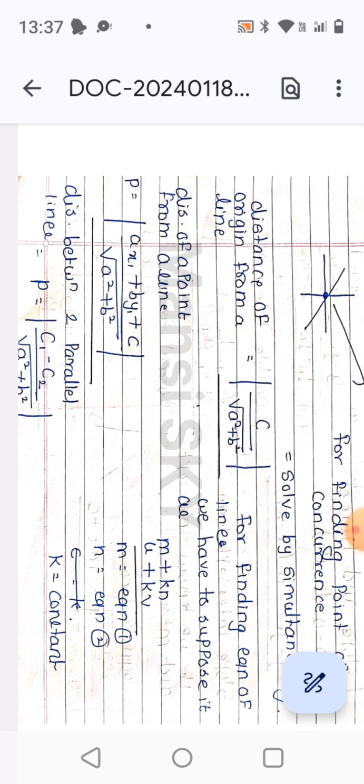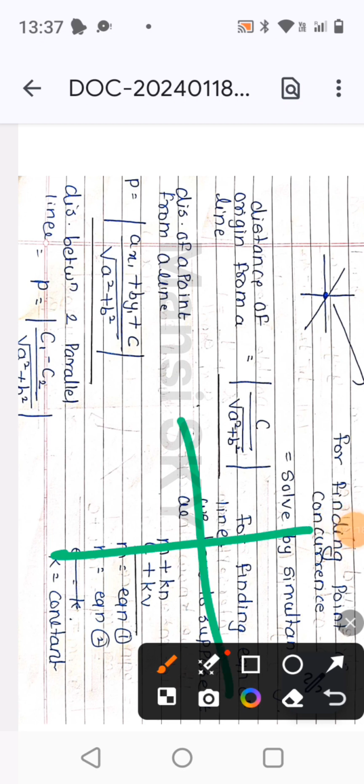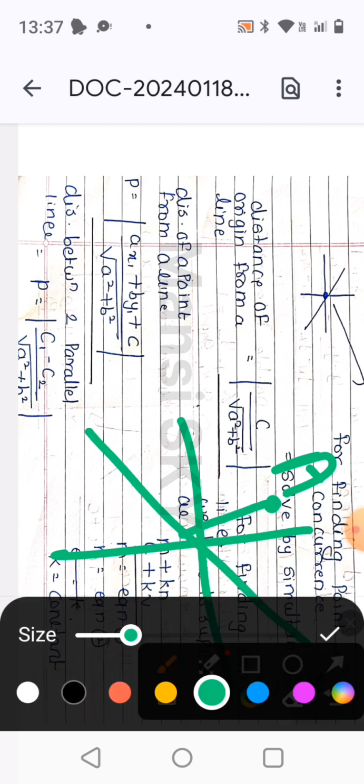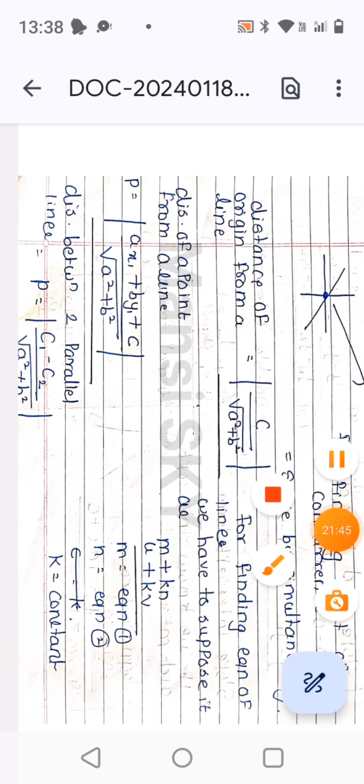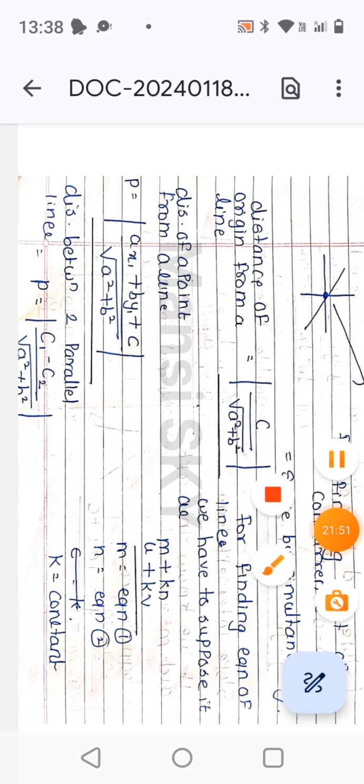Then the distance of a point from a line. If we have this coordinate system, and this point A and this line, and we have to find the distance between them, how to find this distance? We have this formula. The distance of a point from a line becomes modulus of ax1 plus by1 plus c upon under root of a square plus b square. So this is the formula for finding the distance of a point from a line.